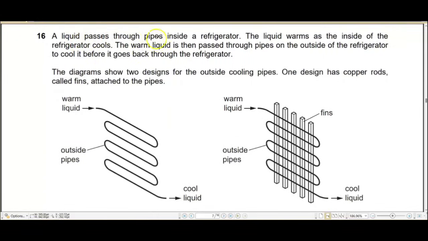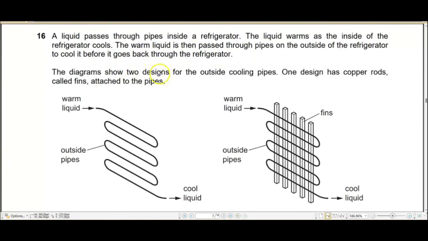A liquid passes through pipes inside a refrigerator. The liquid warms as the inside of the refrigerator cools. They work vice versa. The warm liquid is then passed through pipes on the outside of the refrigerator to cool it before it goes back through the refrigerator.